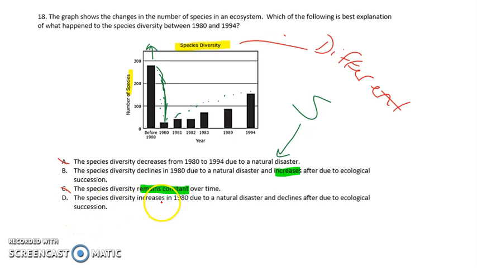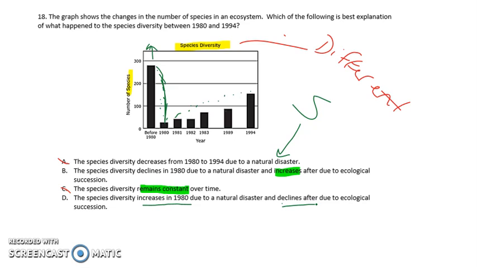The species diversity increases in 1980 due to a natural disaster and declines after due to an ecological succession. So, guys, what's important is when you start seeing keywords like a natural disaster, that's when you analyze the graph, you're like, oh, the species went down, so there must be a natural disaster. And the word succession looks good. So D could have been kind of misleading, but you've got to look at the keywords here because it's telling you that it increased in 1980 due to a natural disaster, but instead it didn't increase, right? It decreased. And then after time it increased. And here it's telling you that it declined.